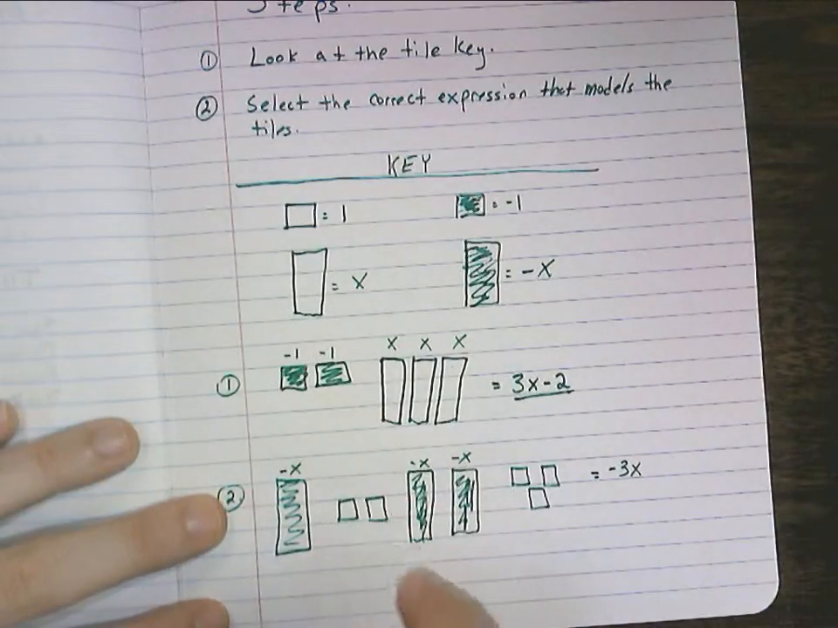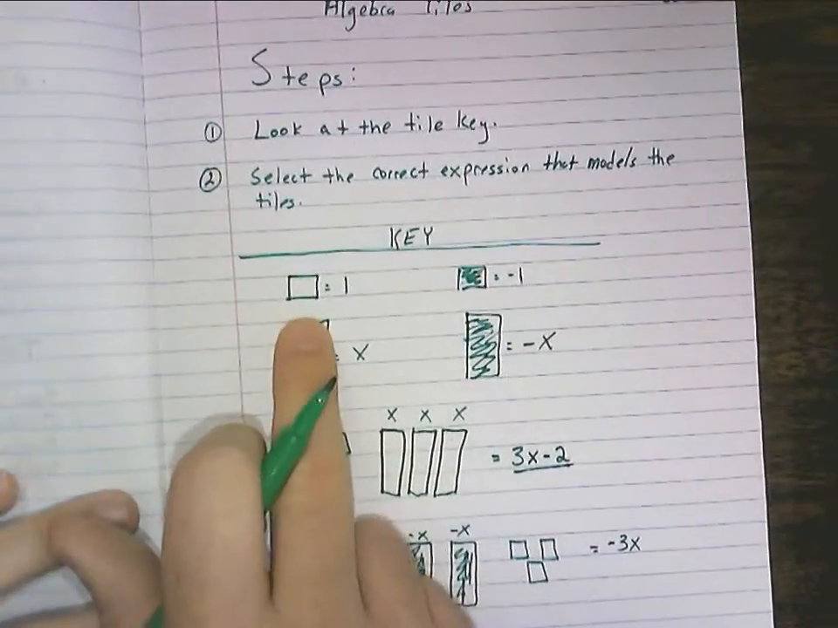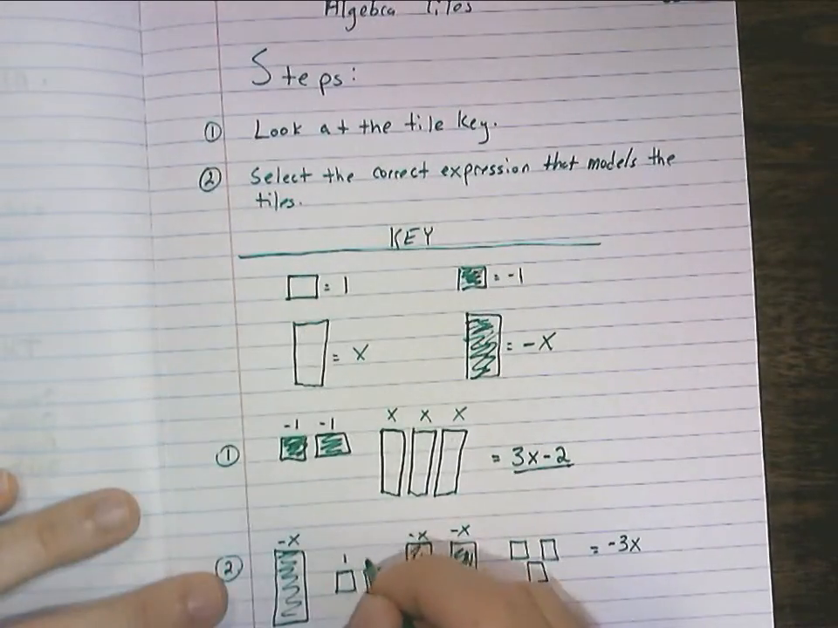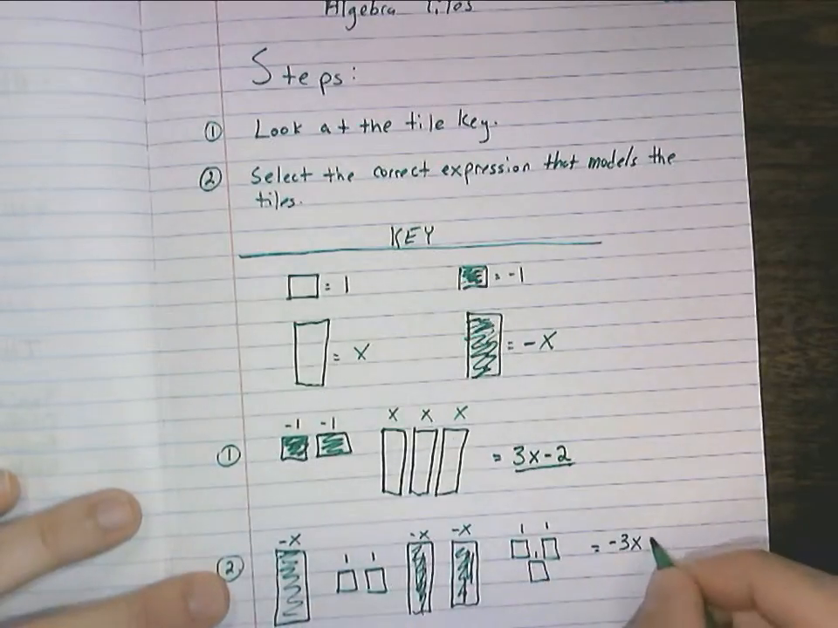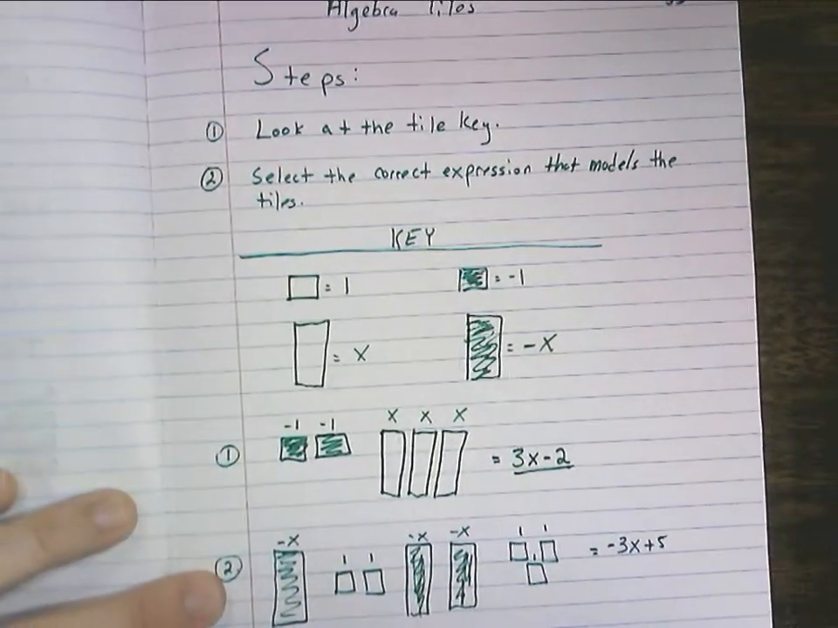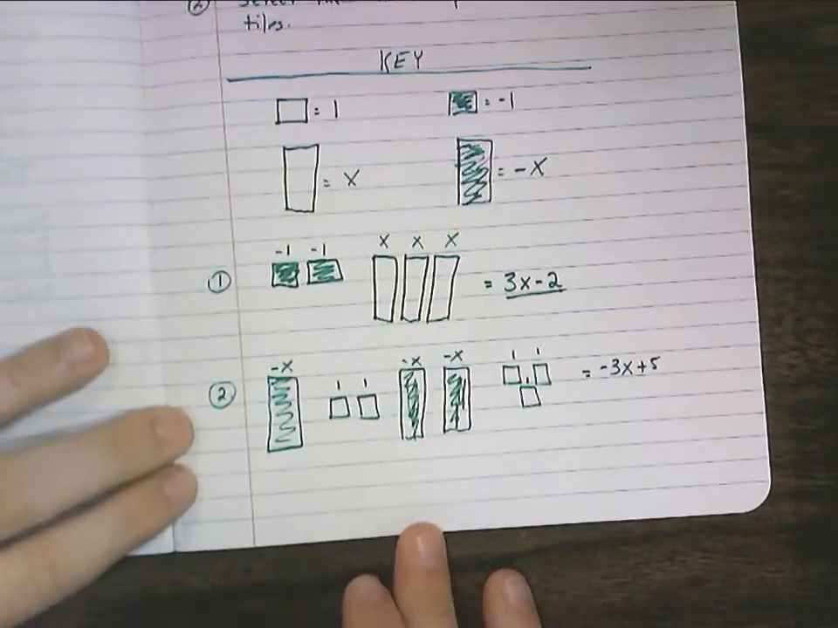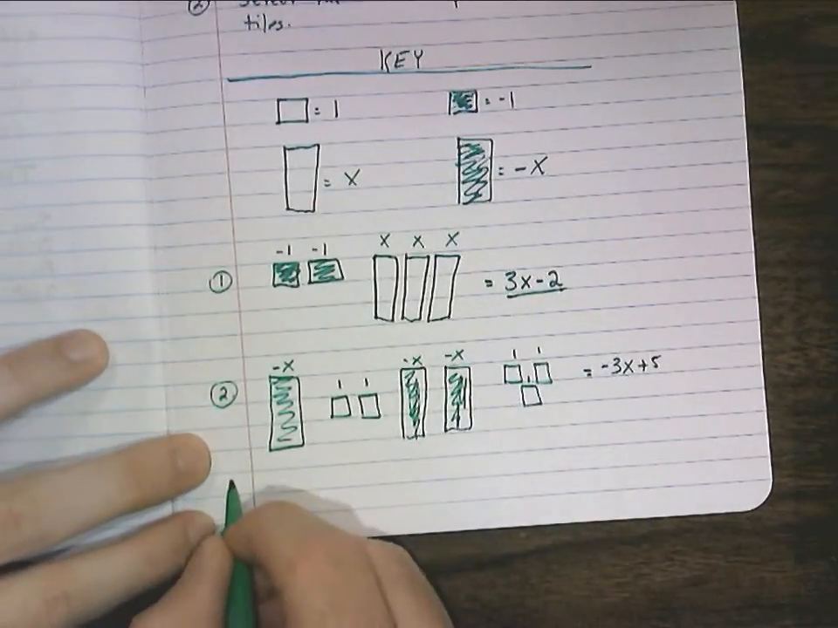And how many squares? We have 1, 2, 3, 4, 5 squares. Are they positive or negative? Well, come up here to the key, and that means 1. So that's 1, 1, 1, 1, 1. So that's 1, 2, 3, 4, 5. So that's how easy this right here is. I want you to do one on your own.